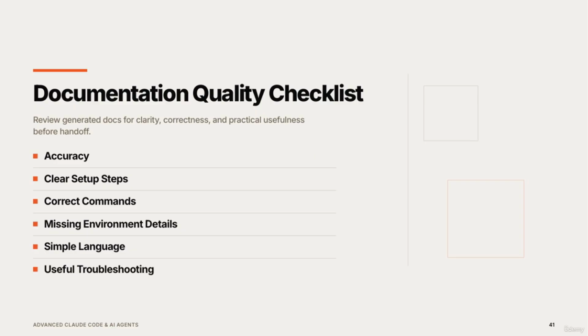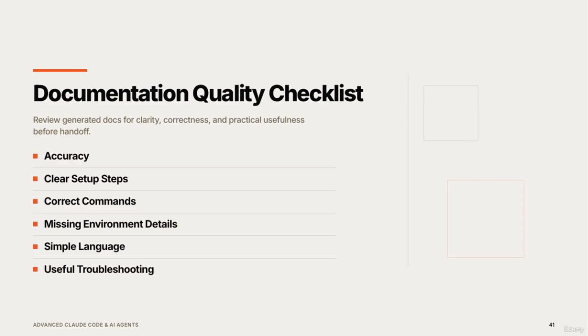First, it's important to review the documents for clarity, making sure that the information is easy to understand and clearly presented. Next, accuracy is crucial. Every detail must be correct to avoid confusion or errors down the line. We also need to verify that setup steps are clearly outlined, so anyone following them can proceed without issues. The commands included should be correct and tested to ensure they work as expected. We should pay special attention to any missing environment details, ensuring all necessary context is provided.